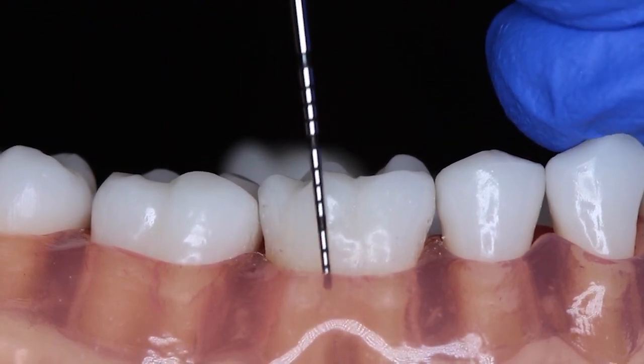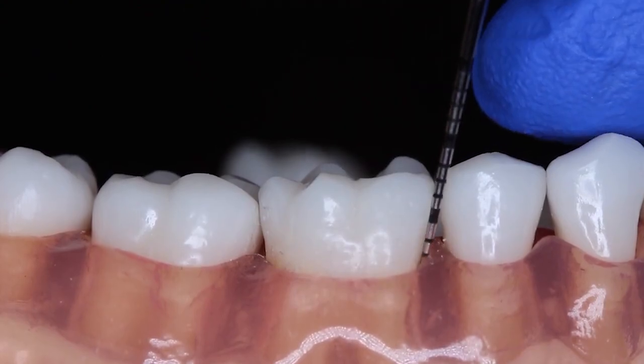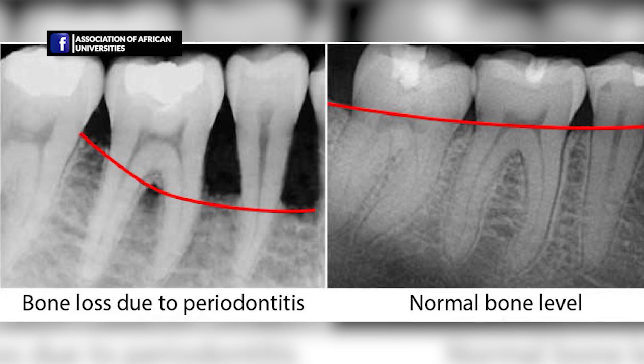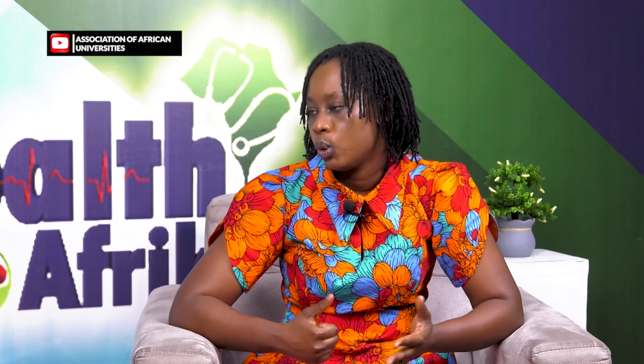Aside from that, there's something we call probing. The probe is a bit of a pointed instrument that we run around the gum. It helps us to detect if there are pockets around the gum. Aside from that, we take radiographs. Depending on what we find on examination and probing, that would inform the type of radiograph we take. The radiograph helps us assess the level of bone loss, and that helps us determine whether we are dealing with gingivitis, or mild, moderate, or severe periodontitis.